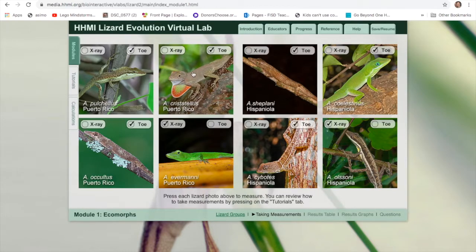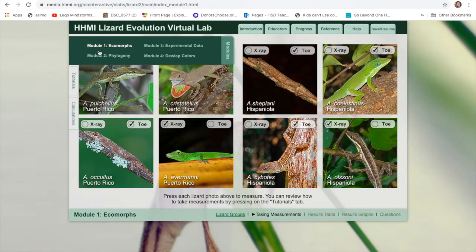This part we've completed. We've done the x-rays of the limbs. I did not have you do the toe pads. Not really that necessary for right now. I want to focus on limbs because that's where we've seen rapid evolution over a short period of time on different islands off the coast of the Bahamas.